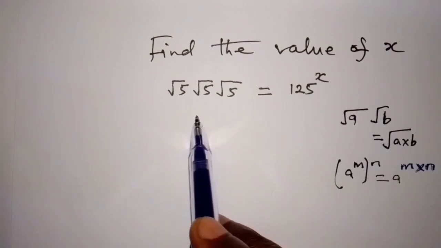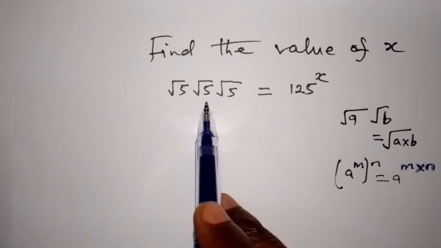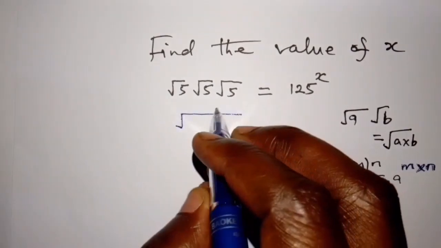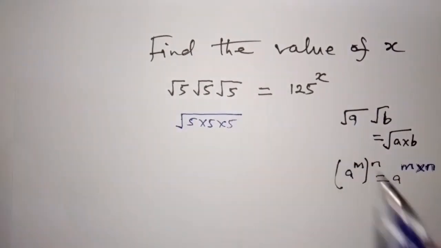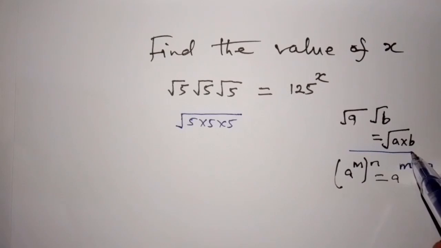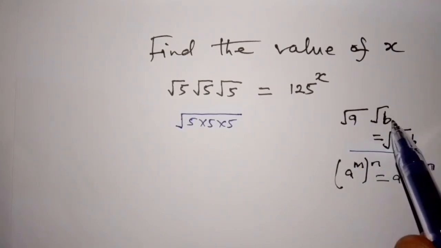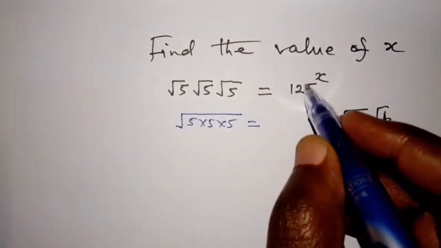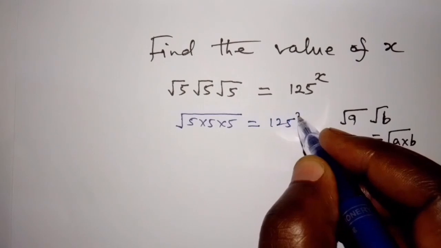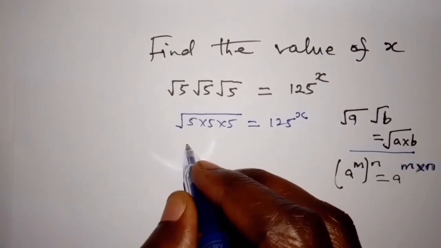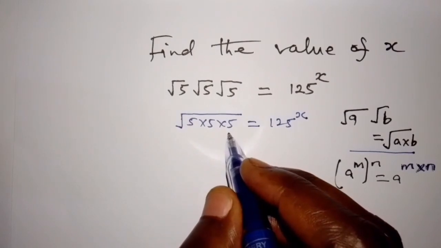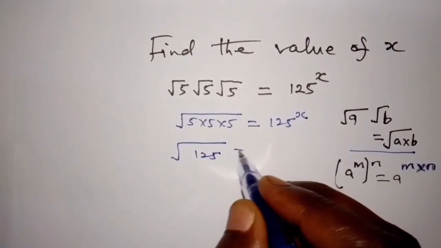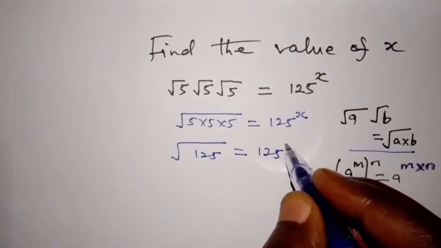So now we can write square root of 5 times square root of 5 times square root of 5 as square root of 5 times 5 times 5. Using this law here, square root of a times square root of b is equal to square root of a times b. So this is giving us square root of 5 times 5 times 5 is equal to square root of 125, which is equal to 125 power x.